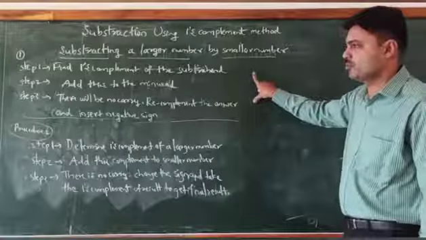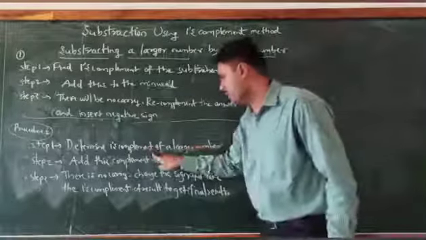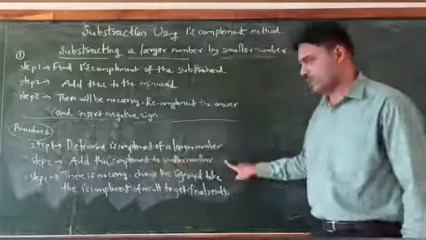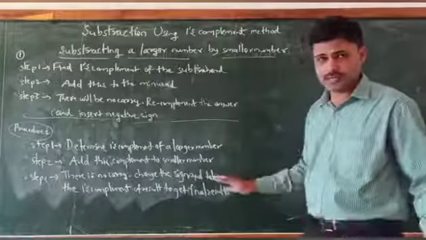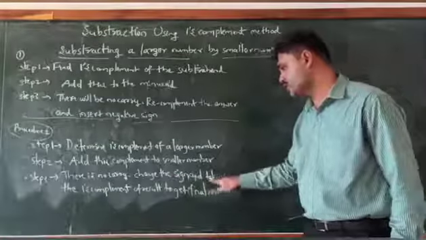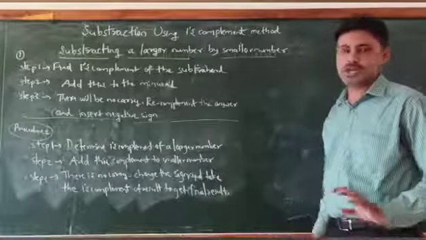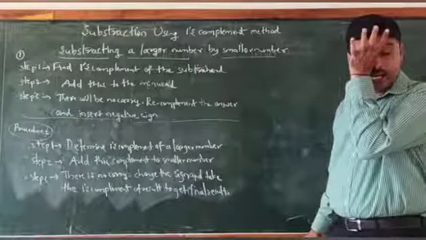You can follow this procedure number 1 or follow the second one. Determine the ones complement of the larger number, add this complement to the smaller number. There will be no carry here. Change the sign and take the ones complement of the result to get the final answer. So let us see the example.